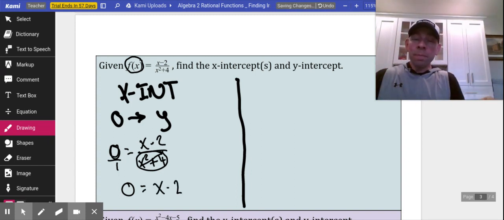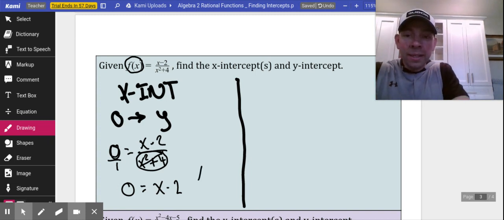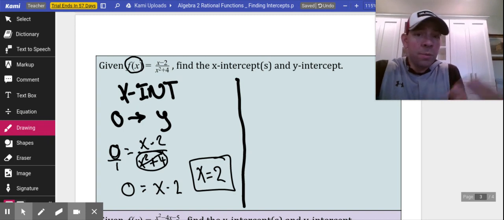So in a nutshell, if you want to find the x-intercepts, all you got to do is set the numerator equal to 0, and we'll get x equals 2. So there's just one x-intercept. Sometimes there will be 1, sometimes 2, sometimes none.